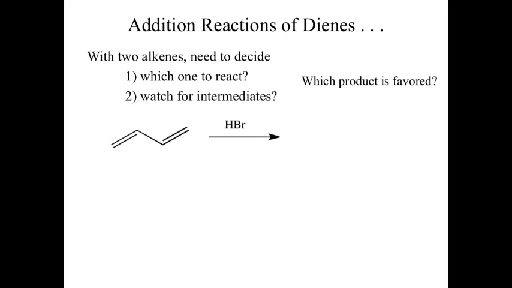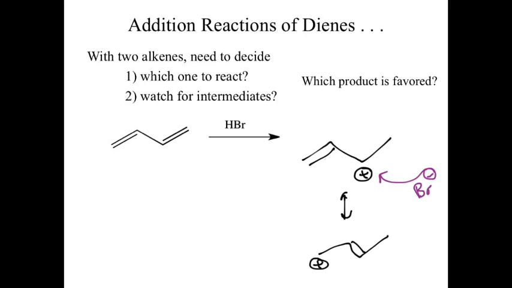If we make this easier and switch to say something like this, now it doesn't matter which double bond reacts because it's going to be the same intermediate either way. Okay? And we'll end up getting our carbocation here. Now we run into another issue. We've got to watch out for intermediates. We have resonance. Okay? That resonance is going to allow me to draw another carbocation. From both of those carbocations, I can now have the bromide attack. Or the bromide attacks here. And we end up then with two possible products.